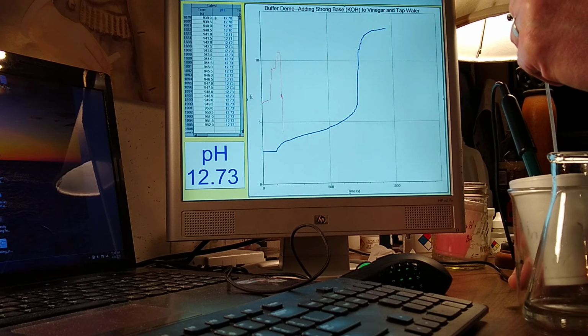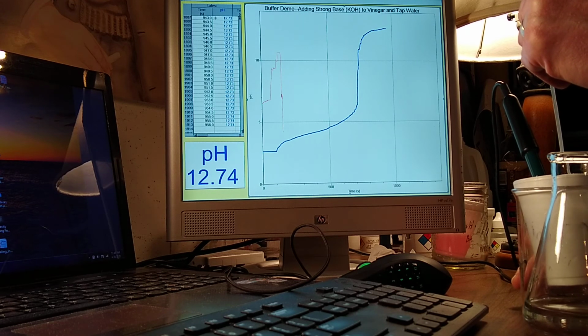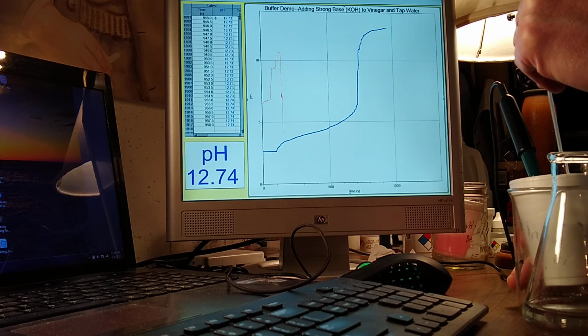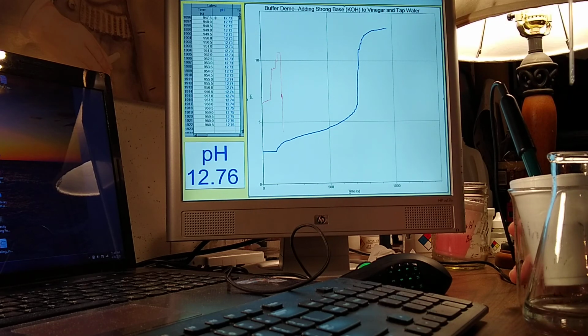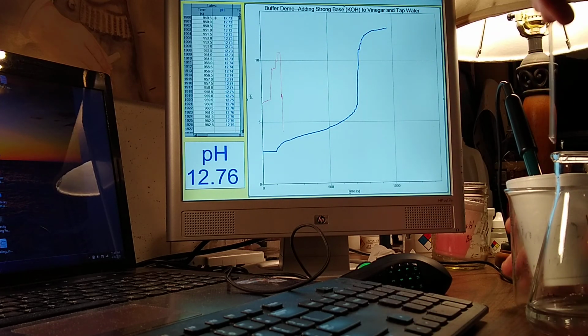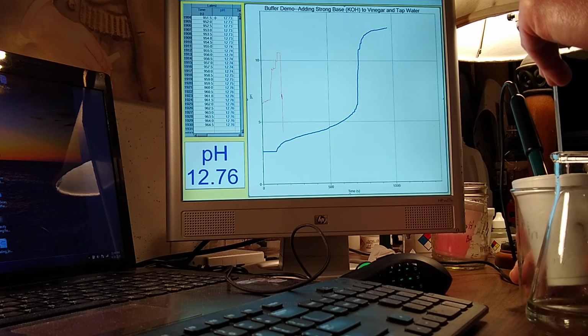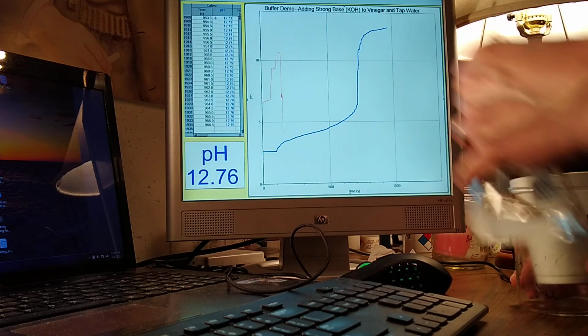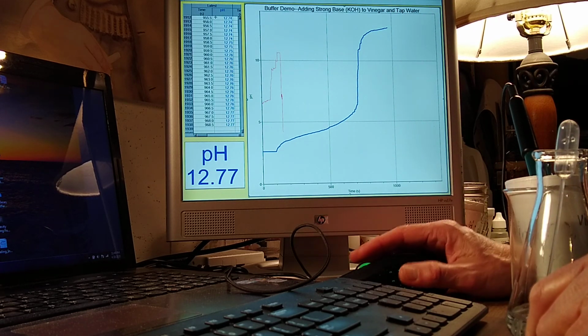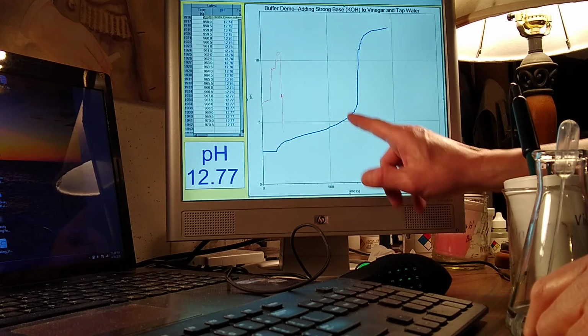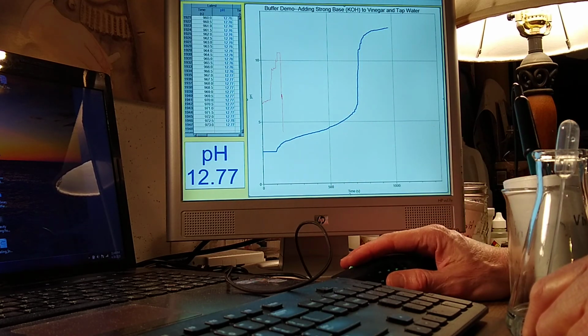As you can see, I'm adding quite a bit, and the pH is not going up that much. You might think, well, do I have a buffer solution now? No, because the pH isn't changing. No, I'm just at such a basic solution that I don't have enough KOH to change the pH any higher. That's not a buffer solution. This is the buffer region. This is the buffer solution region.